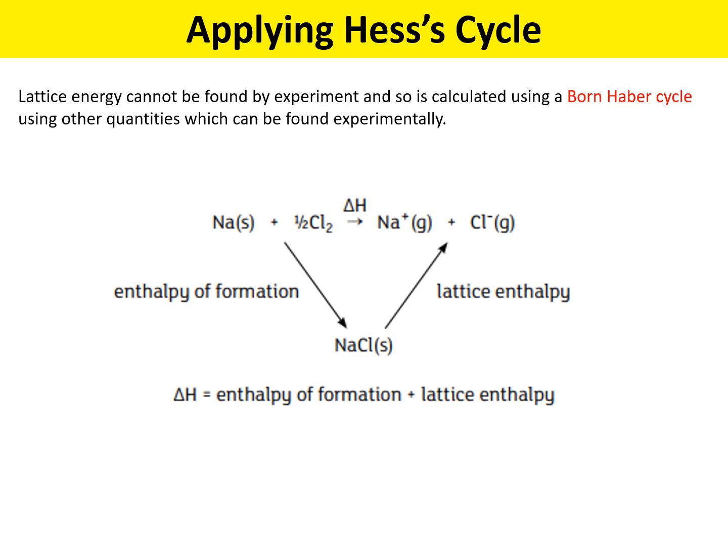In the simple cycle below, the delta H represents all the enthalpy changes needed to change sodium in the solid state and the chlorine gas molecules into sodium and chloride ions in the gaseous state. A Born-Haber cycle includes all of these enthalpy changes. We're now going to look at how we draw a Born-Haber cycle.